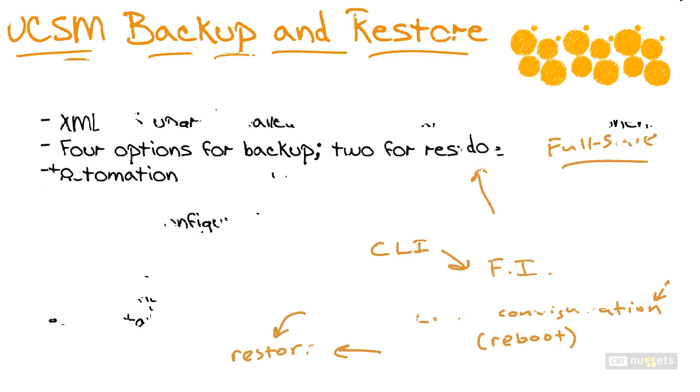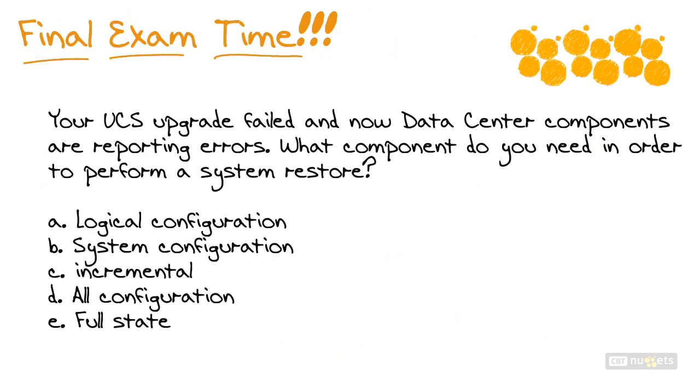Well, let's take an exam time break together, shall we, in order to wrap up this important nugget. So here we go. Your UCS upgrade failed, and now data center components are reporting errors. Yikes, this sounds like a really bad day. What component do you need in order to perform a system restore? Is that the logical configuration, the system configuration, incremental, all configuration, or full state?